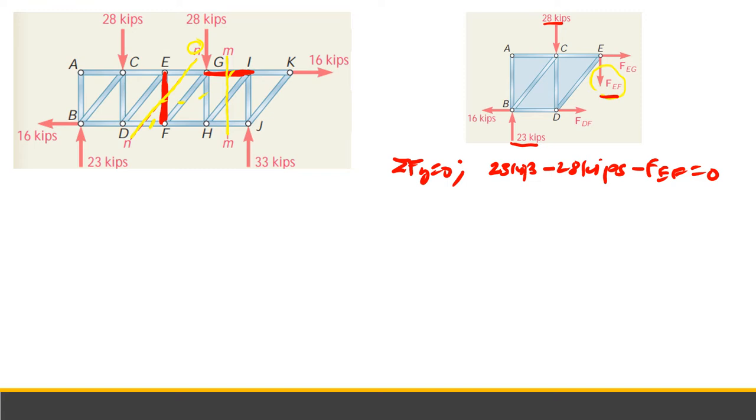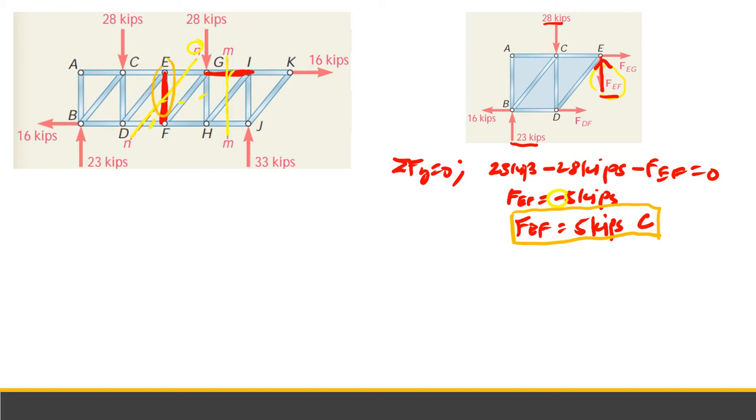So from this, we have solved that force EF is equals to negative 5 kips. So negative meaning mali yung assumption natin. So the right direction or the right orientation ng FEF is compression. So this means FEF is equals to 5 kips compression. So yan yung force in member EF. So we have solved for EF.